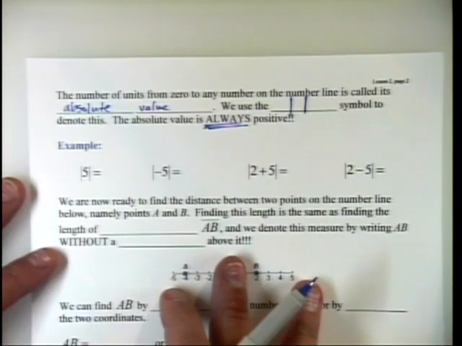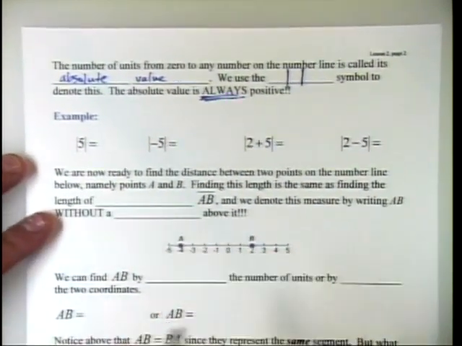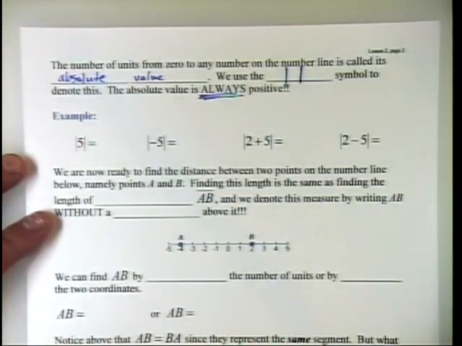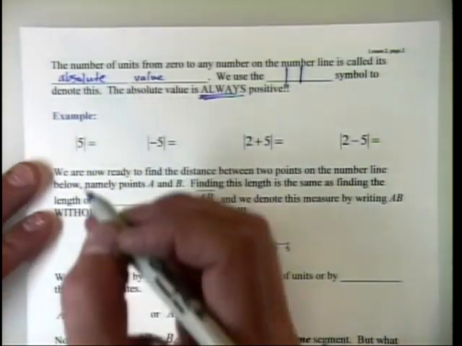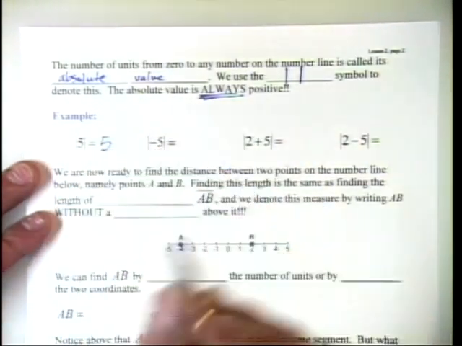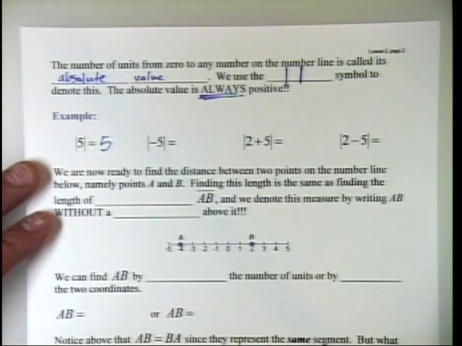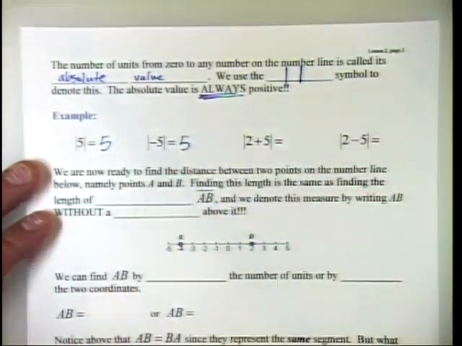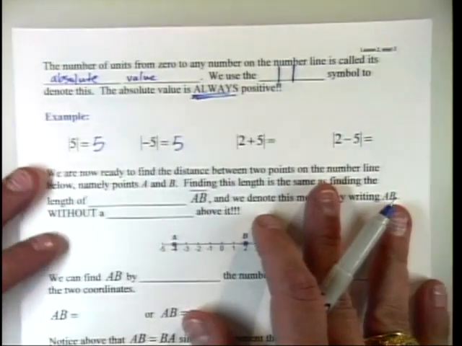So let's look at some examples using the absolute value before we start putting it to use. We read this as the absolute value of 5. Basically all we do is take the number in the absolute value bars and make it positive. Well, 5 is already positive, so the absolute value of 5 is 5. The next one, the absolute value of negative 5. Well, we're interested in how far negative 5 is from 0 on the number line. It's 5 units away, so the absolute value of negative 5 is positive 5. Look at the next one.